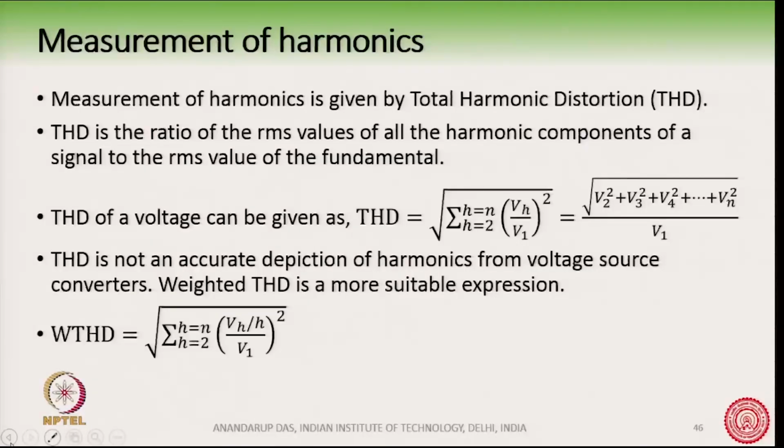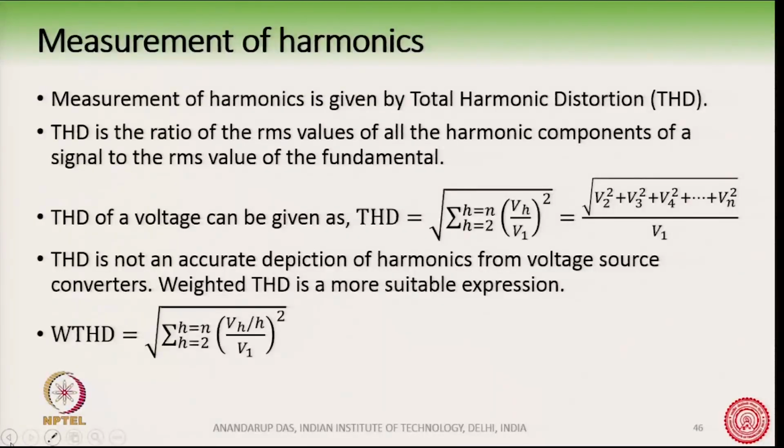Now, this is the last thing: how do we measure these harmonics? How do we quantify the harmonics? The harmonics are quantified by total harmonic distortion, THD. So, what is THD? THD is the ratio of the RMS value of all the harmonic components to the RMS value of the fundamental. So, this is the definition of THD. You see the contribution of all the harmonics divided by the contribution of the fundamental. This is what it looks like expanded here.